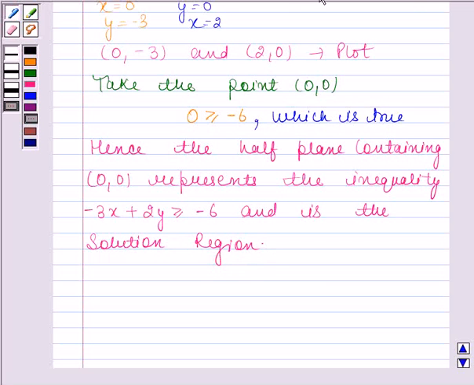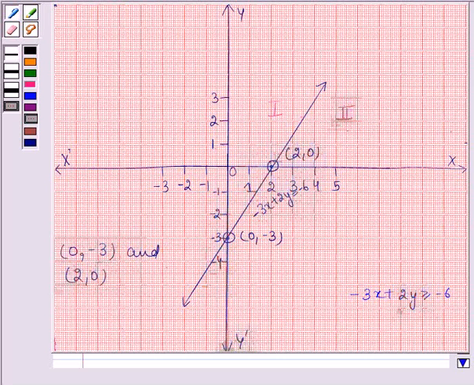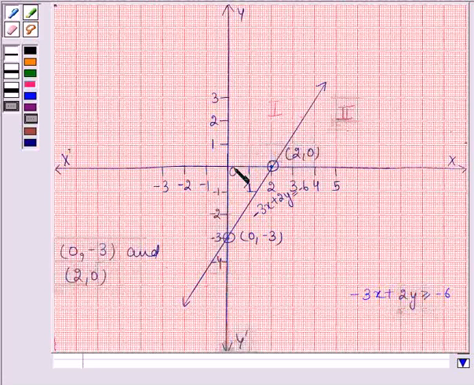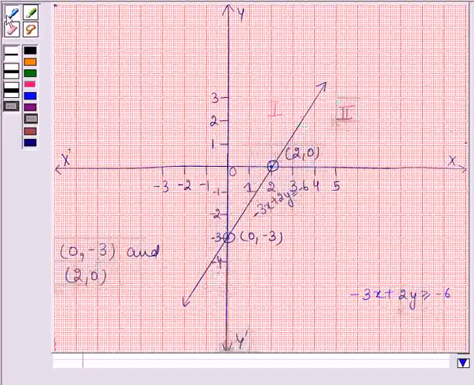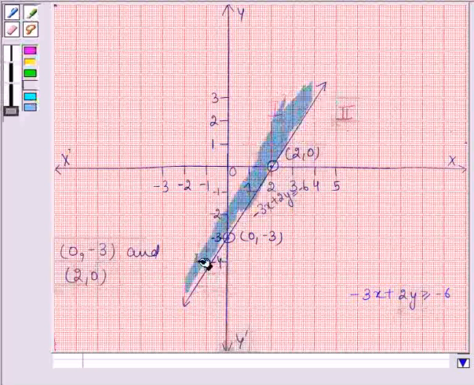Now let's look at the graph. First half plane contains the point (0, 0), and in the question we have -3x + 2y is greater than or equal to -6. We have a sign of equality also. So this means the solution region will consist of the first half plane and this line. So let's now shade this half plane. This is the required solution region.